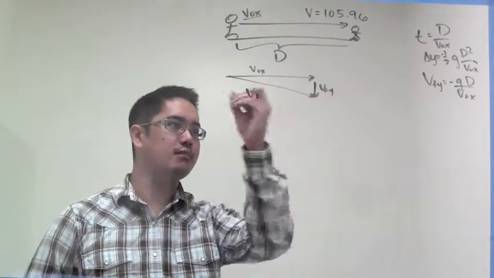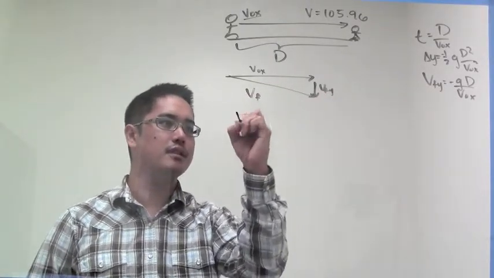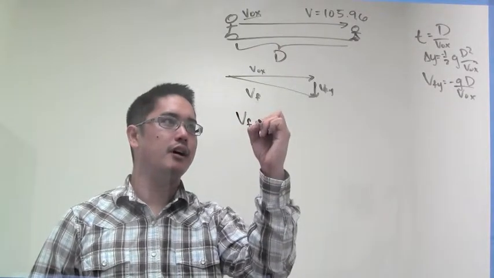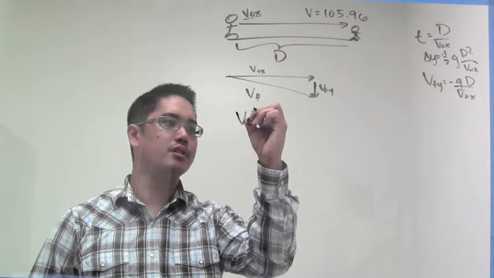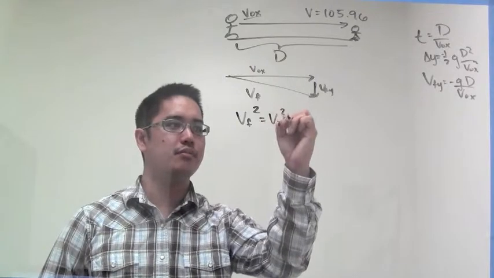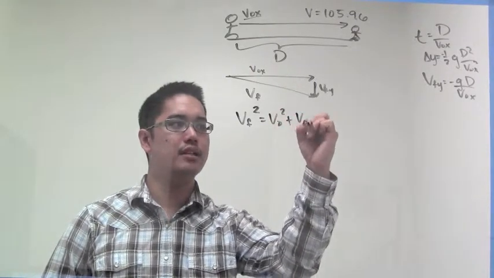I know that this is pretty simple from the Pythagorean theorem. This says that V final squared equals V initial squared plus V final y squared.